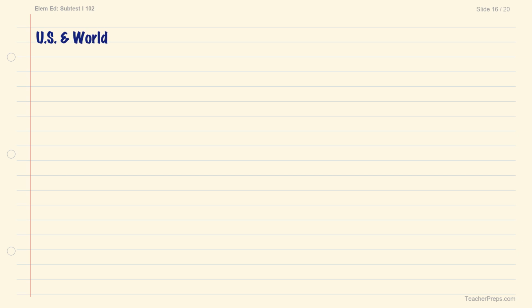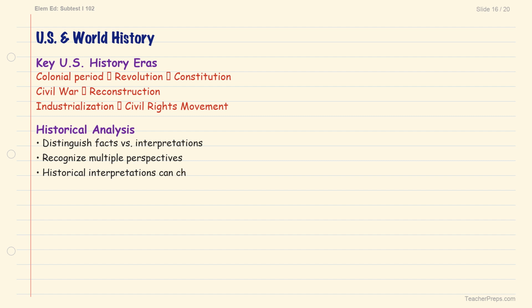For U.S. history, know these eras: the colonial period, the American Revolution and Constitution, Civil War and Reconstruction, industrialization and immigration, and the Civil Rights Movement. For world history, recognize how geographic, social, and economic factors shaped past civilizations. For each major conflict, know causes and consequences.